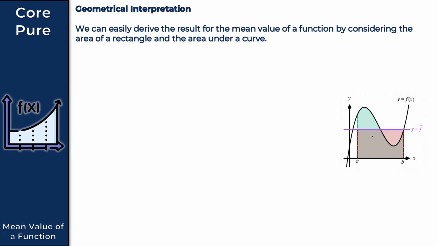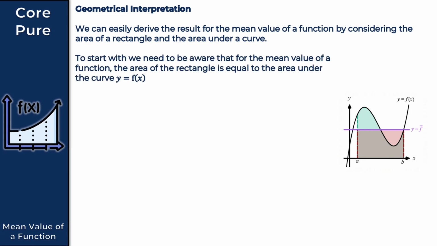So this area is the area under the curve with equation y equals f of x. And as you can also see here then, we do have this rectangle here, which has this kind of orange tint or shade to it. And we're between a and b here. So to start with then, we do need to be aware that for the mean value of a function, the area of the rectangle will be equal to the area under the curve with equation y equals f of x. Okay. So this should be pretty straightforward, right? Just basic A-level maths integration.